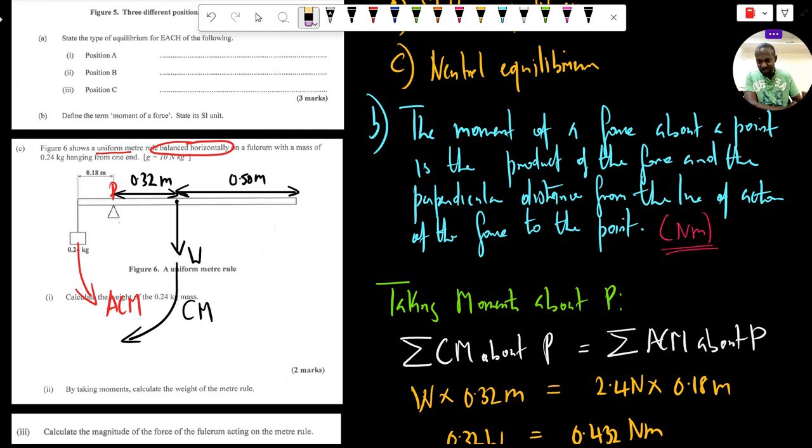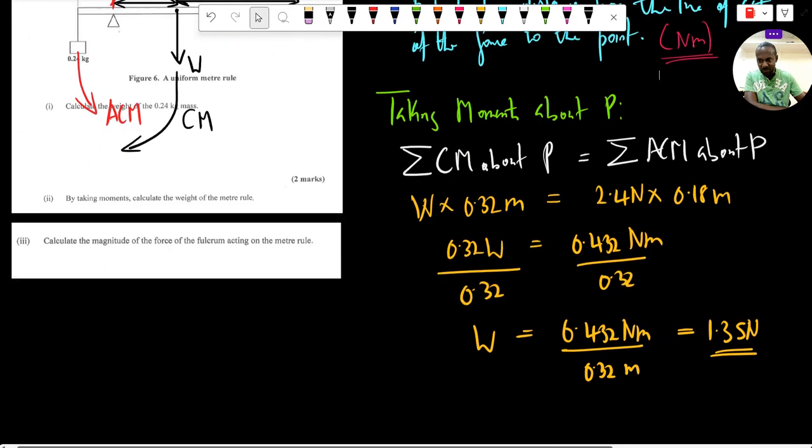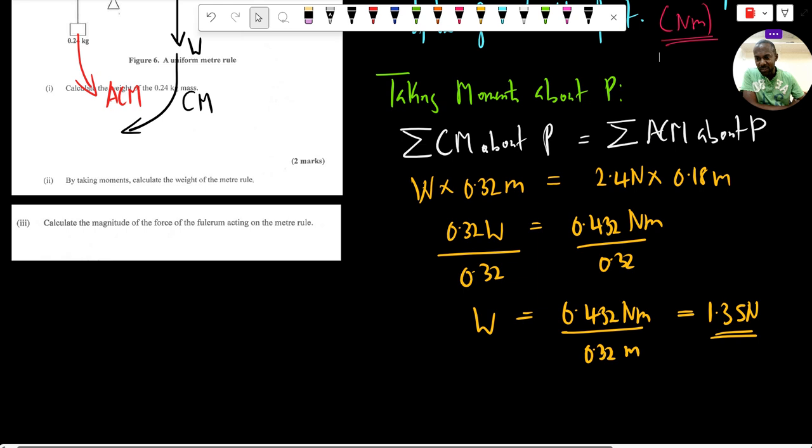So is there any more to the question? All right, so we have one last little part of the question. It says, calculate the magnitude of the force of the fulcrum acting on the meter rule, all right? So what have we done so far? We've applied the principle of moments and we've found the weight of the meter rule. Now, the meter rule is in equilibrium.